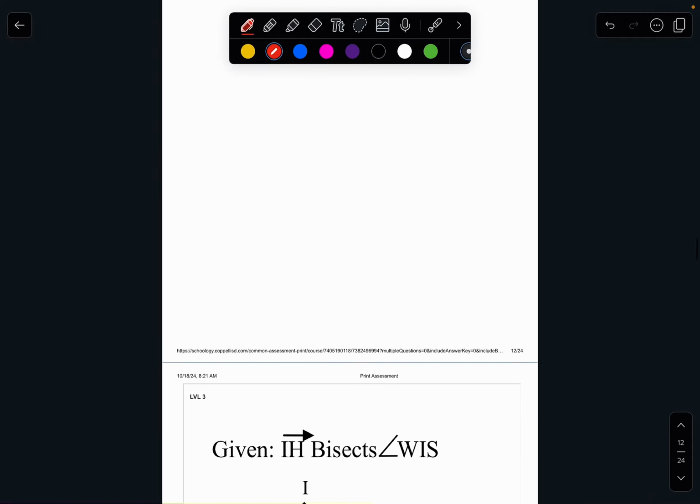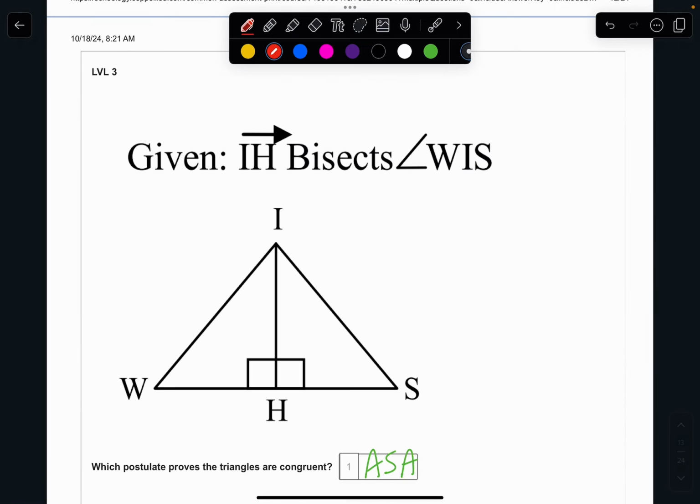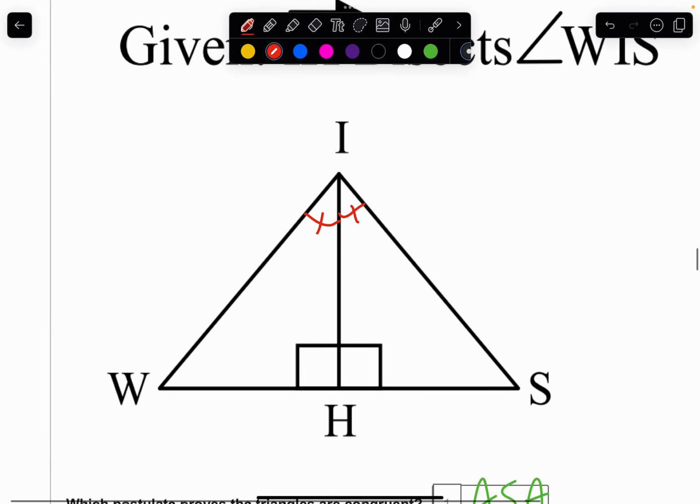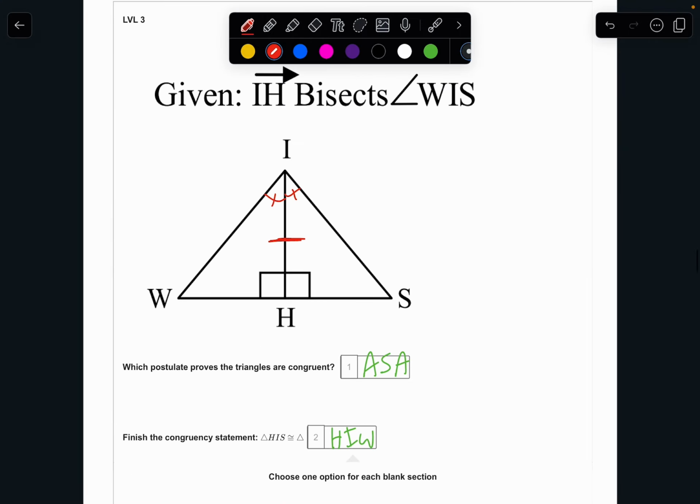Good deal. All right. It says given IH bisects angle WIS. If I trace that, that's WIS. That is this angle that's getting cut in half. That means that these two parts are the same size. That's all they gave us. But we also have a shared side here. So IH is congruent to IH. That would be reflexive. We're not writing a proof, though.